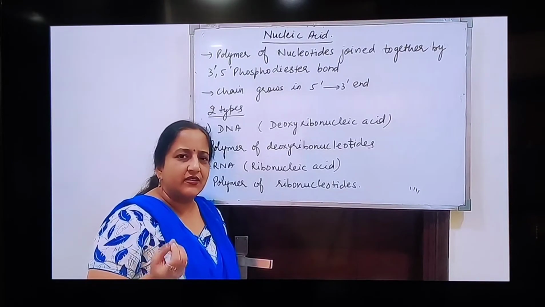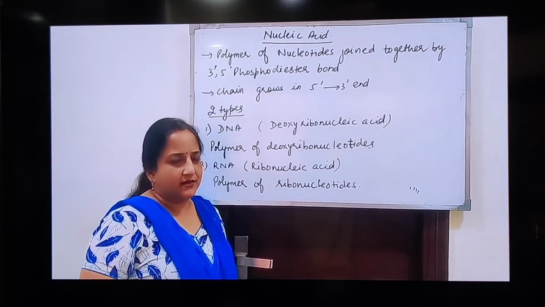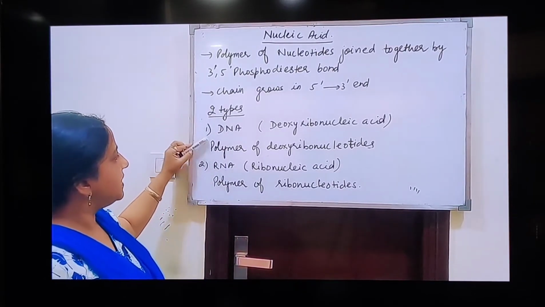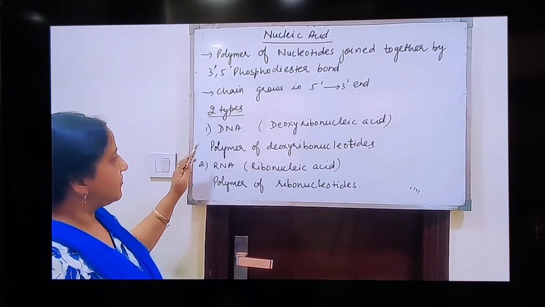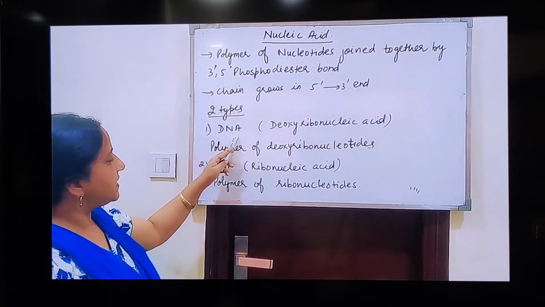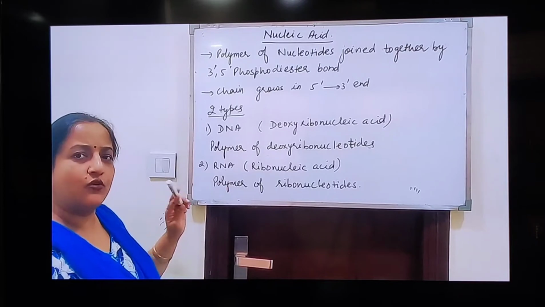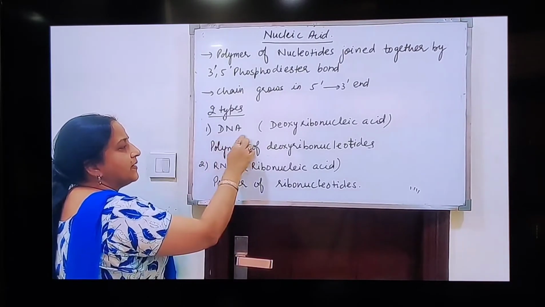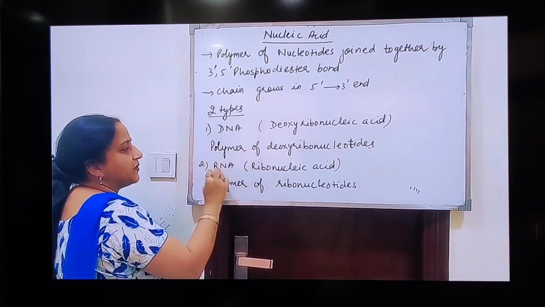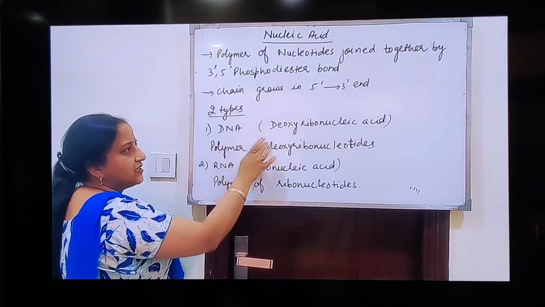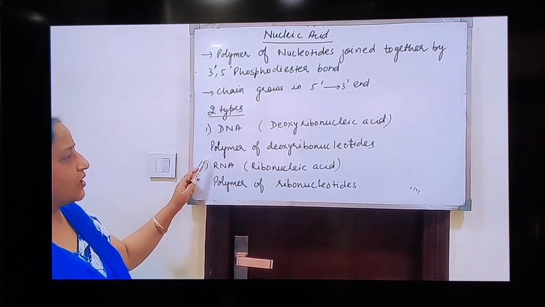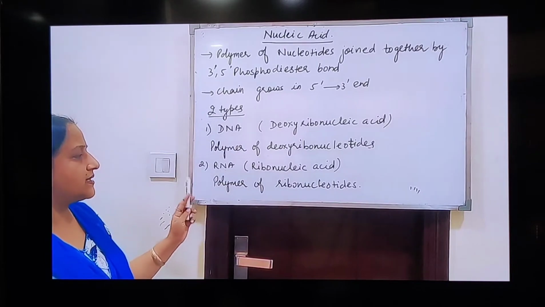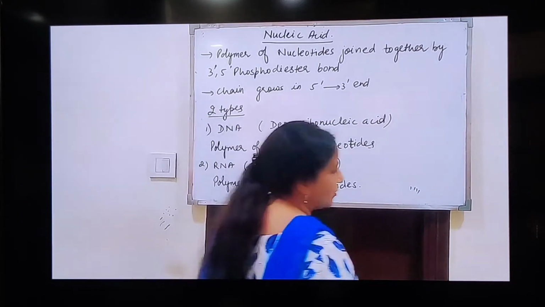What are this 5' and 3' end? You will come to know later in this video itself. So nucleic acids are of two types, DNA and RNA. Children, mind you, all the letters in DNA and RNA should be capital and no punctuation marks are used. There is no dot or comma. DNA is deoxyribonucleic acid, a polymer of deoxyribonucleotides. RNA is ribonucleic acid, a polymer of ribonucleotides.